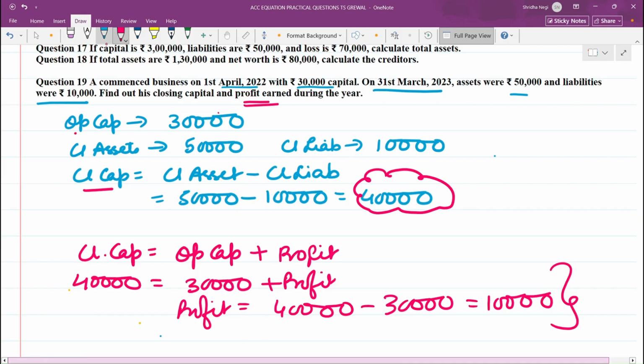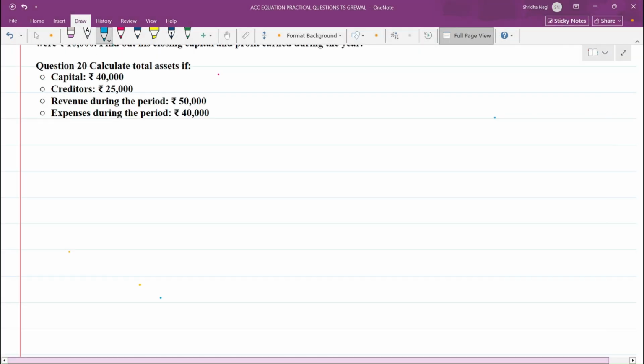Because opening capital is 30,000 and closing capital is 40,000, there is an increase. That increase is the profit. That increase in capital is because of the profit. Okay? Question number 20.